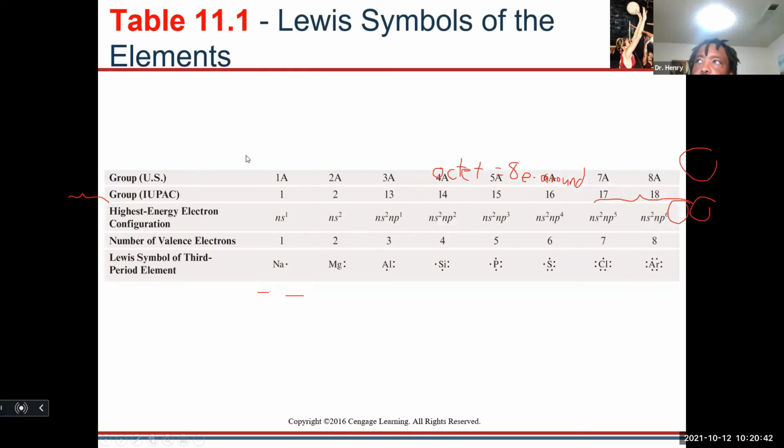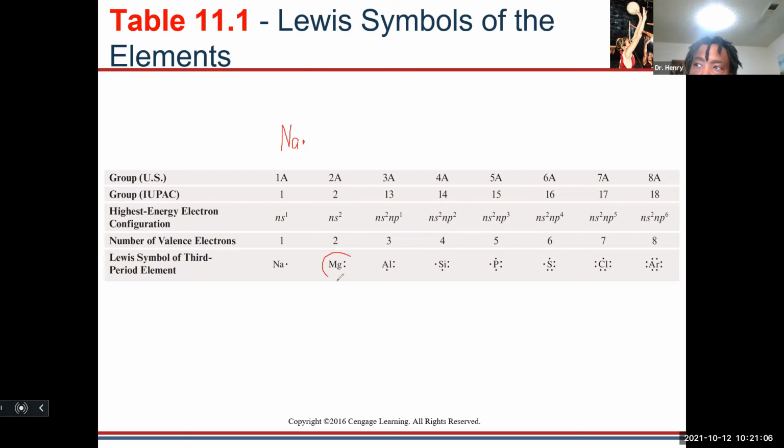Okay, so this is just showing you basically the Lewis structure. So Lewis structure is a nice way of depicting that, right? So let me clear. So we talked about sodium. Sodium has 1 valence electron. So what we do is for every valence electron, we will put a dot. Sodium has 1 valence electron.